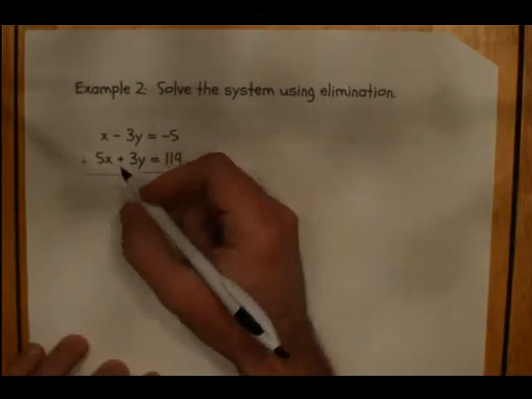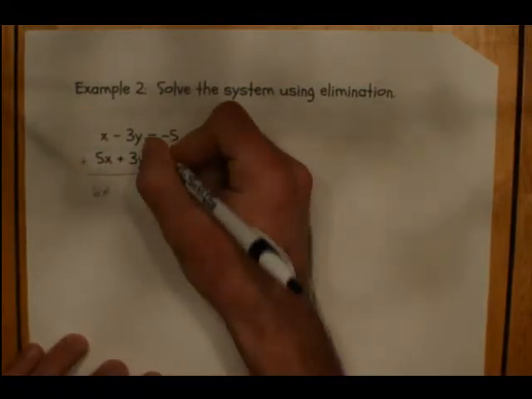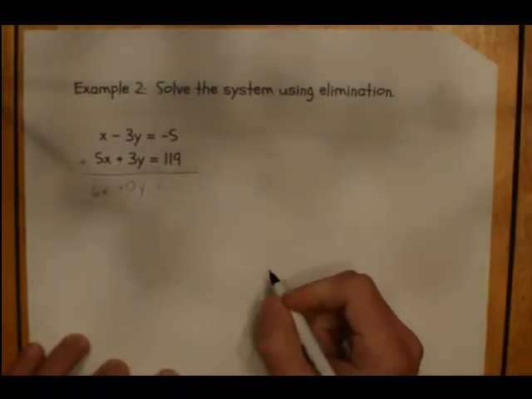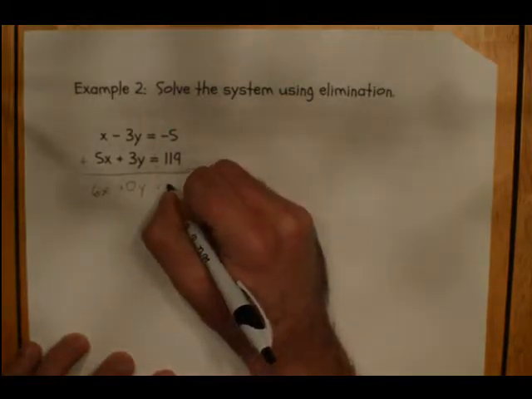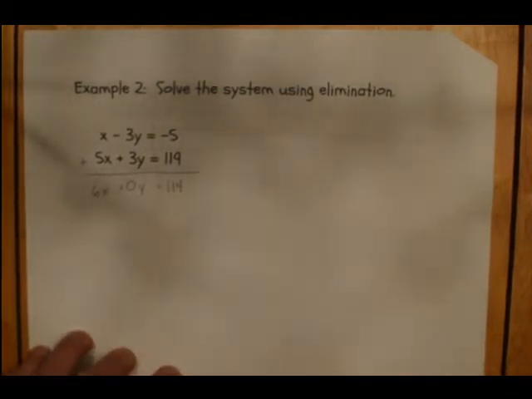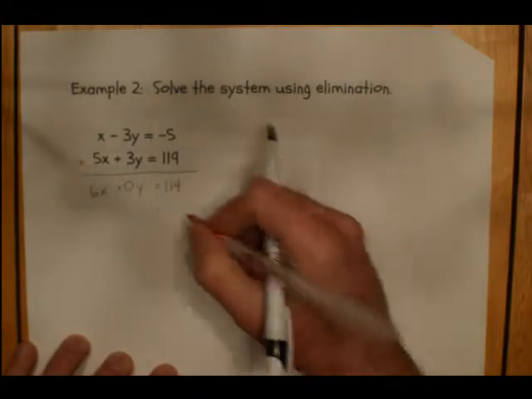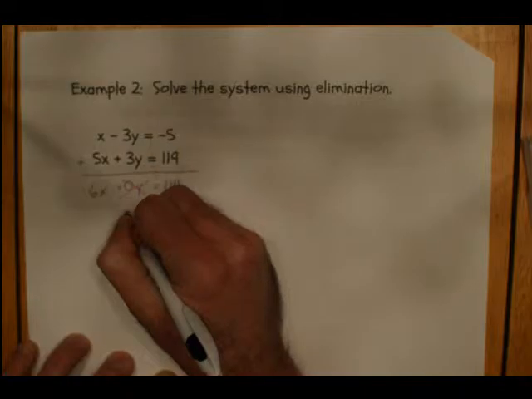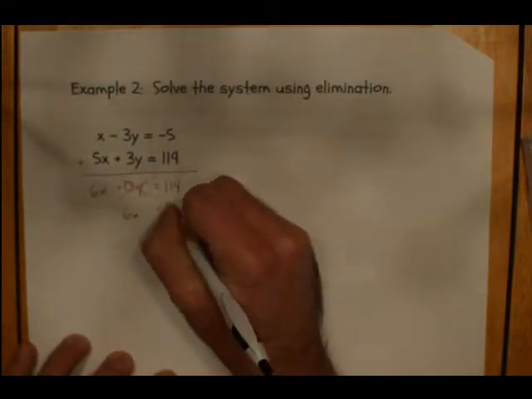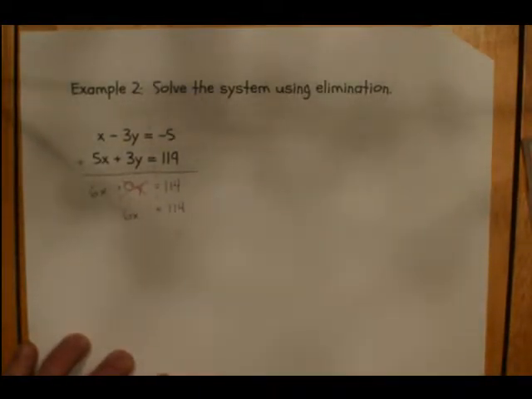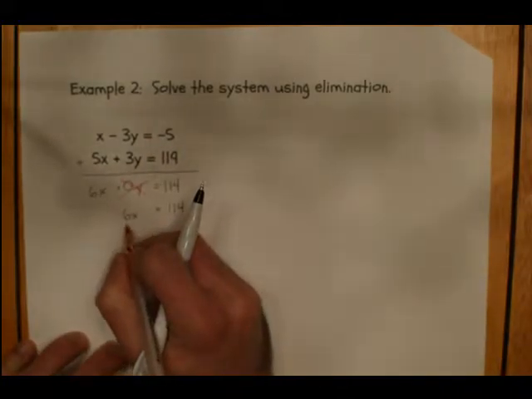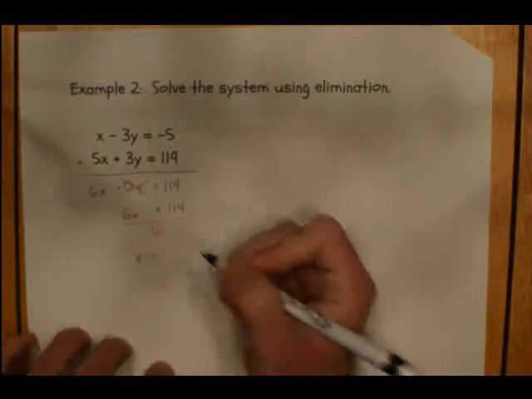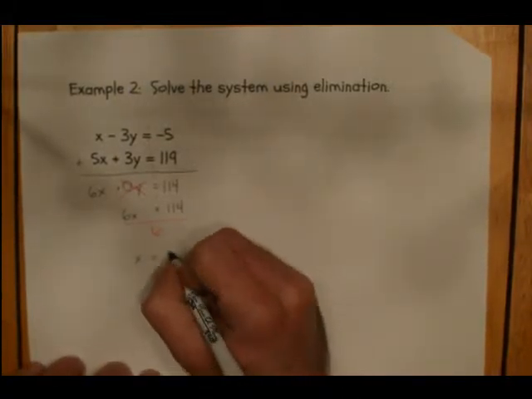So x plus 5x is 6x. Negative 3y plus 3y is 0y, and negative 5 plus 119 is 114. So the 0y term is gone. We don't have any y at all. All we're left with is 6x on the left is equal to 114 on the right. So we're going to go ahead and divide both sides by 6. And x is going to equal 19.